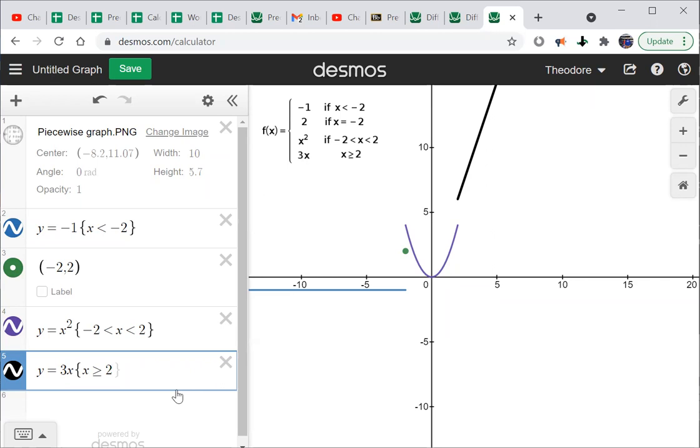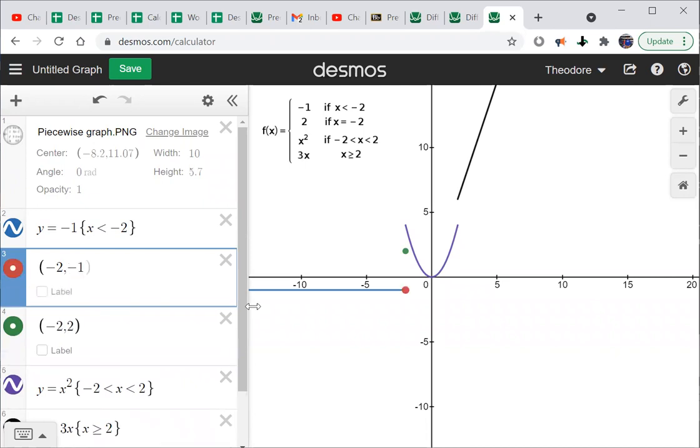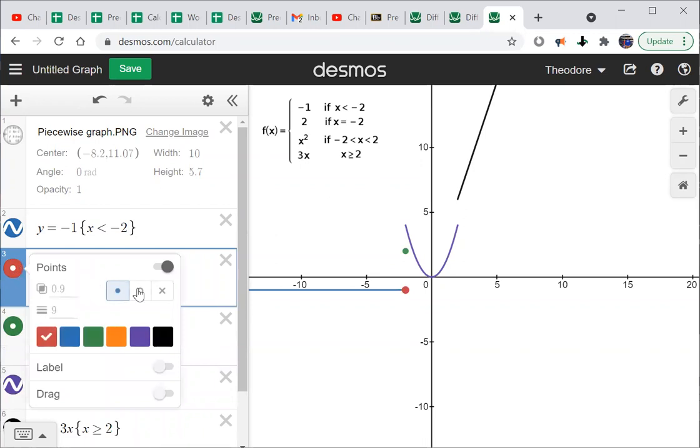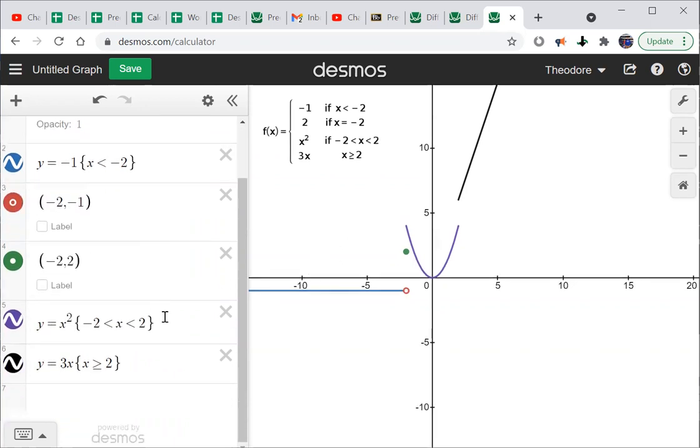The only thing that we'd have to account for here are the open circles. Anywhere where there's a less than symbol, we have to have an open circle. So that would mean at -2, 1. So -2, -1. Long press or click on the icon, the point icon, and change it to an open circle. I don't care about the colors. Don't waste your time with that.